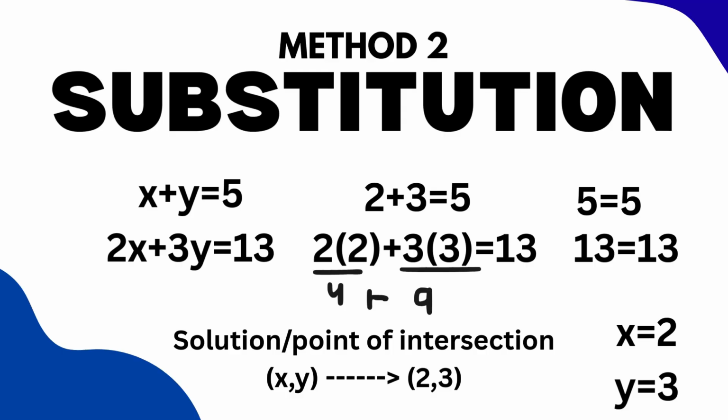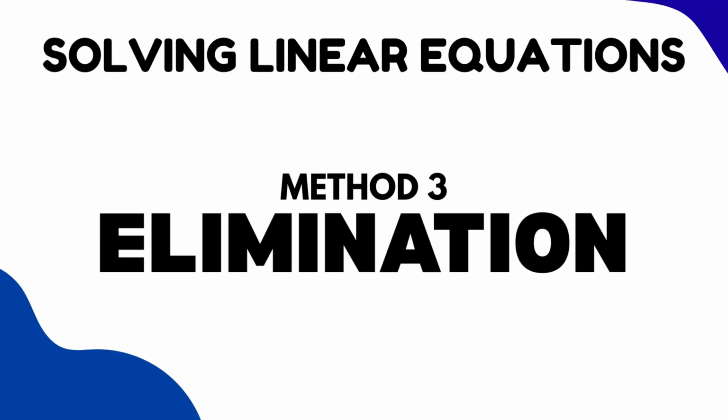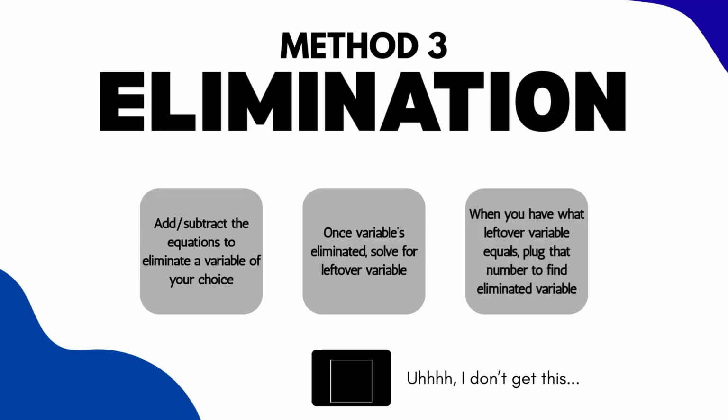The substitution method is helpful if you can easily get the variable by itself. But sometimes it's better to do this next method, elimination. Okay, here are the steps to do elimination. You add or subtract the equations to get rid of a variable, and the leftover variable you solve for. Then plug in the leftover variable's value into any of the original equations to find the original eliminated variable. Again, it's better if I just show you.